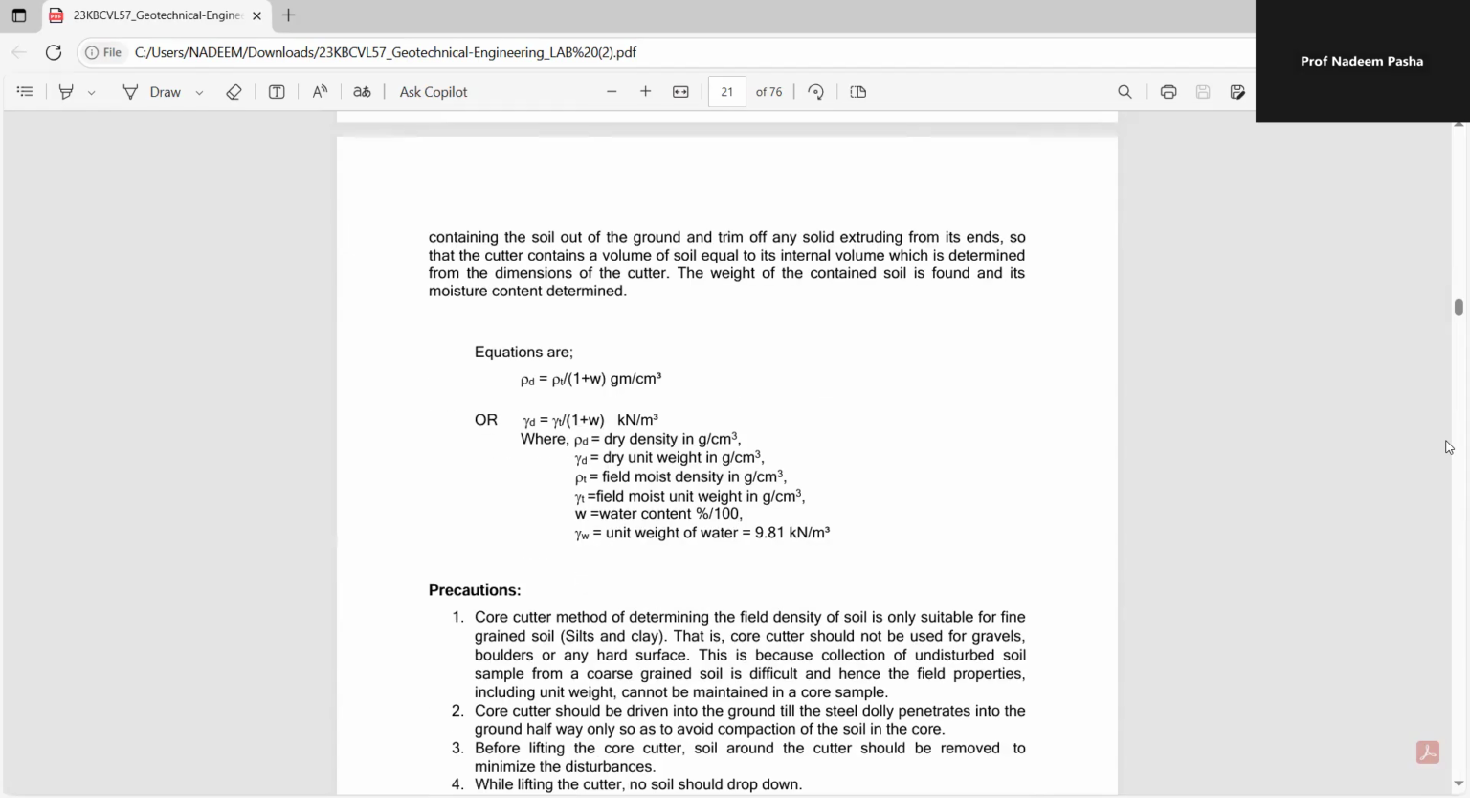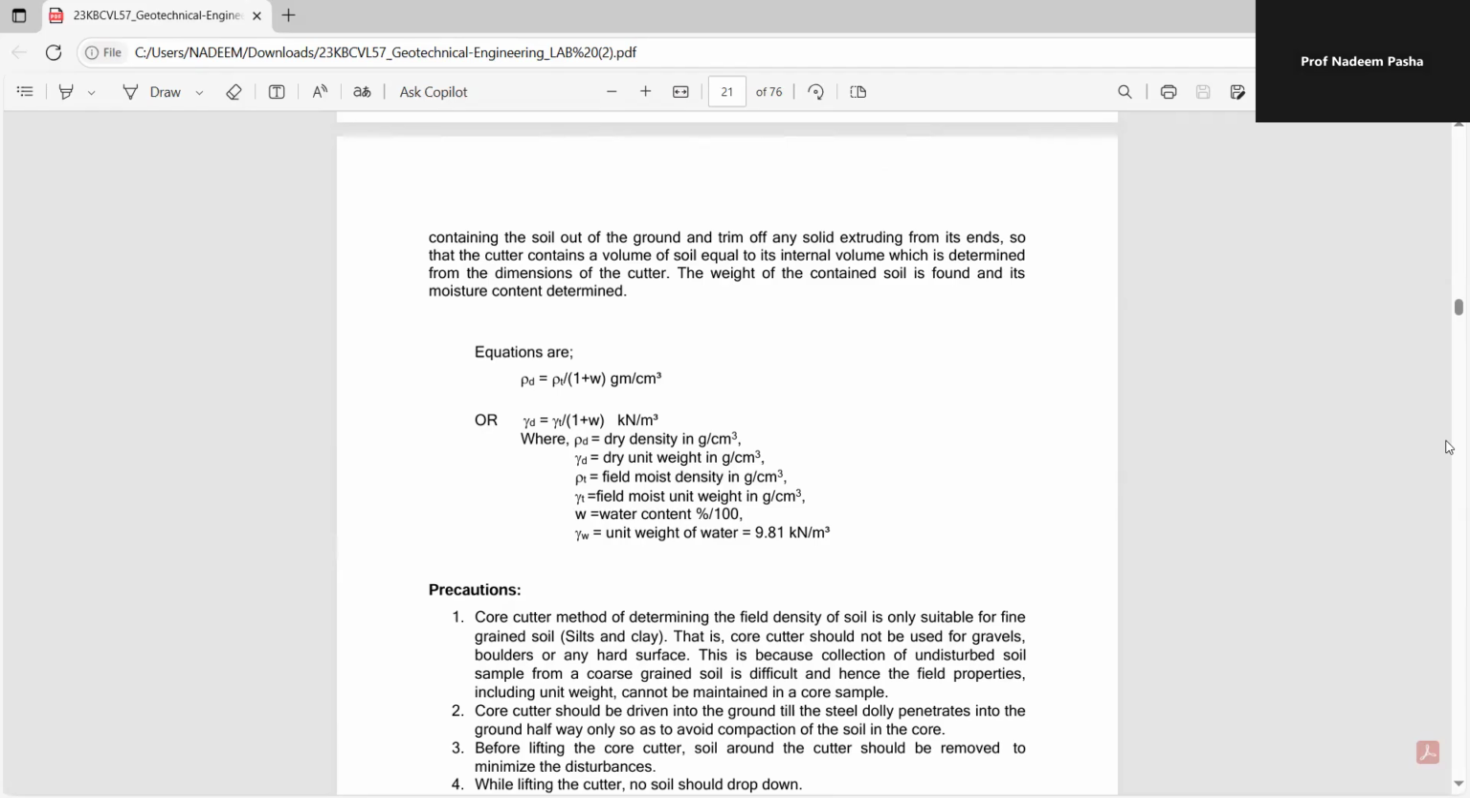containing the soil out of the ground and trim off any soil excluding plants so that the cutter contains a volume of soil equal to the internal volume, which is determined from the dimensions of the cutter. The weight of the contained soil is found and the moisture content determined.